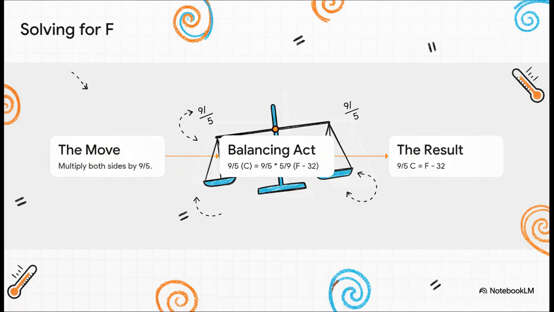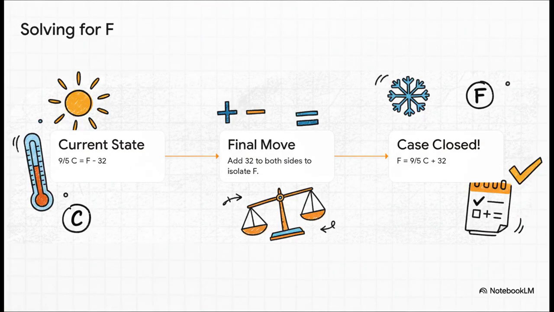On the right side, the fractions cancel each other out. Poof! And on the left, we're left with 9/5 times C. And look at that. The F is almost free. We are so close. All that's left is this pesky -32 hanging out next to our F. To get rid of it, again, we just do the opposite. We add 32. But, you guessed it, we have to do it to both sides to keep everything balanced. And just like that, F is all by itself. We've done it. Case closed.